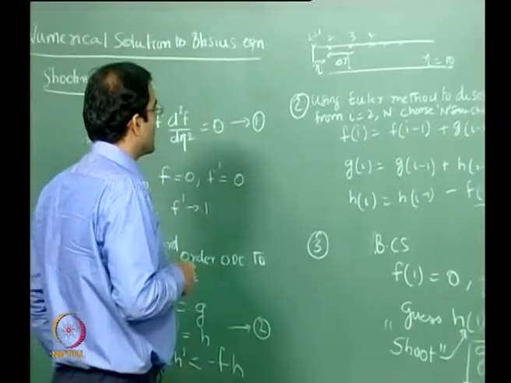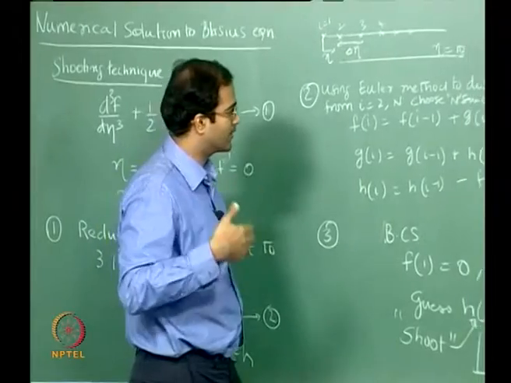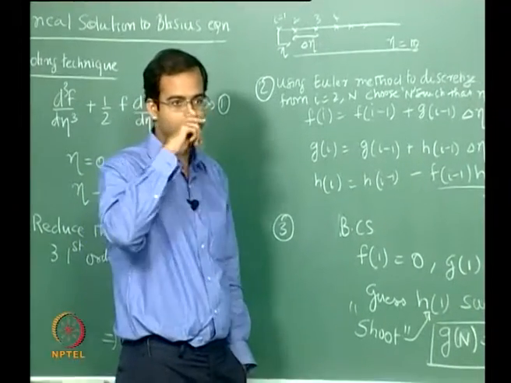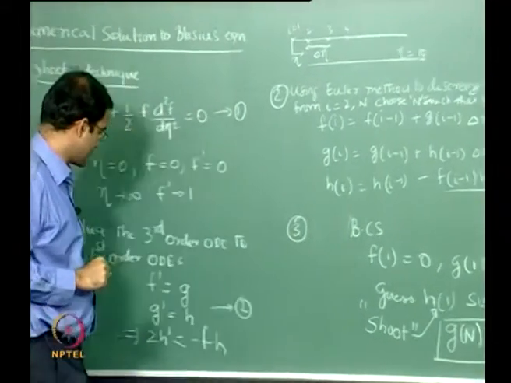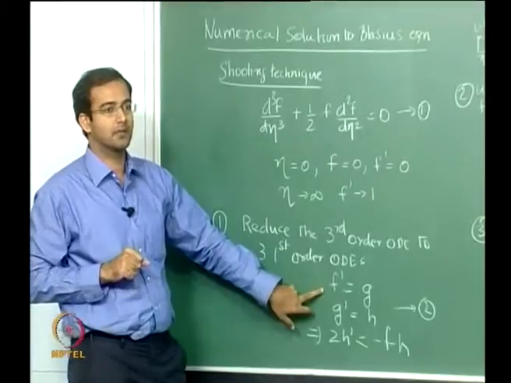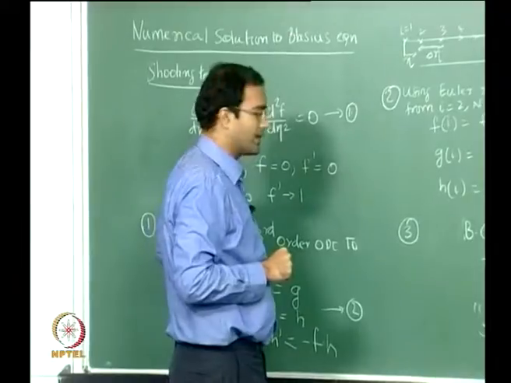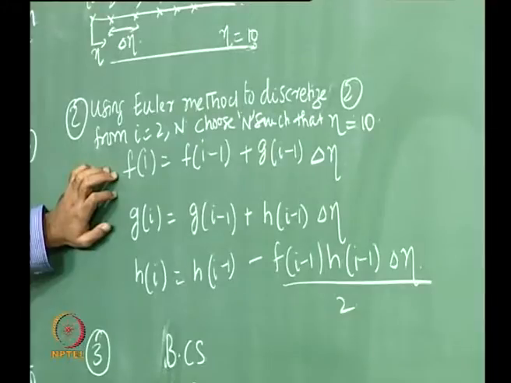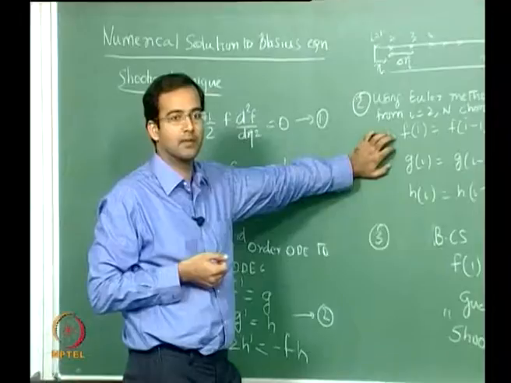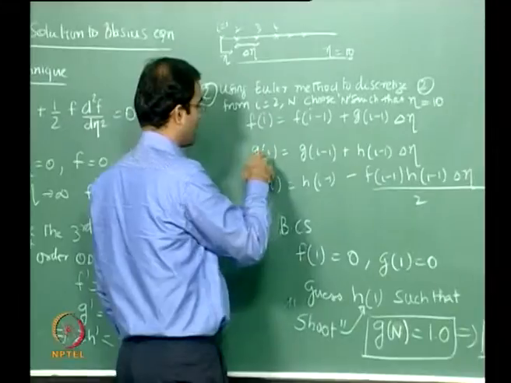Okay, so now next what you have to do: if you want to go for higher order accuracy, you can use Runge-Kutta, but just to make it simple, you can use a very first order Euler method. You can just discretize the ordinary differential equation based on the Euler method. What it says is any derivative like df by d eta can be written as (f_i minus f_i-1) by d eta. That is a simple first order upwind difference. Then you can now express your f of i.